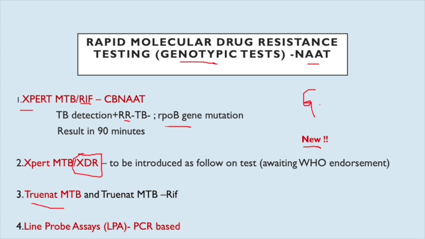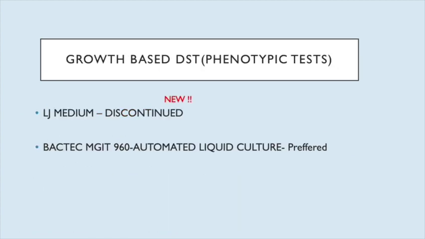The other test which is now being included is TrueNat MTB, and it works on similar principles to CBNAAT. And the fourth, which is widely being used now, is a PCR based line probe assay test. The other group of testing is growth based tests. We all know about solid culture, LJ medium testing. Well, in programmatic management, it is now being discontinued, and we are totally switching to automated liquid cultures, also called MGIT, which detects mycobacterial growth as fluorescence, or BACTEC tests, and these are the preferred tests.